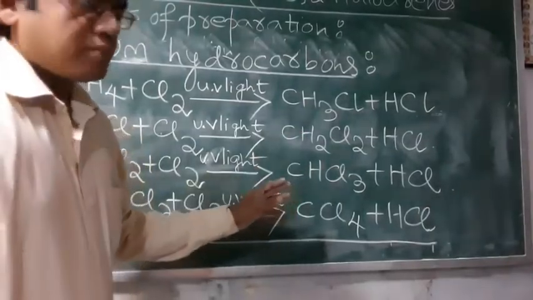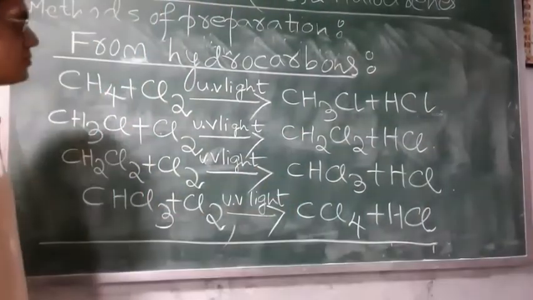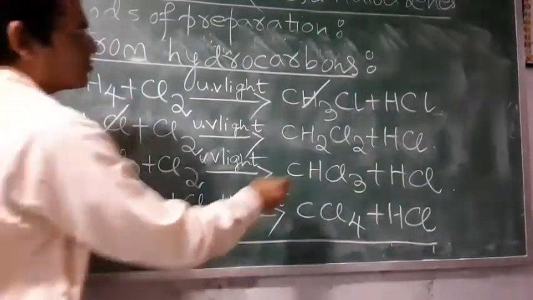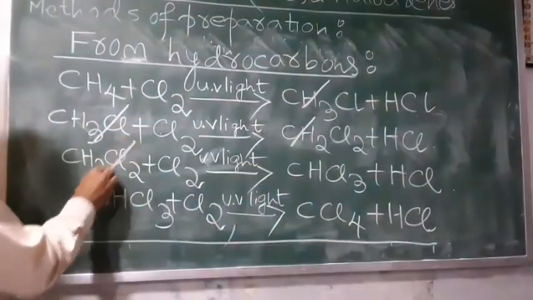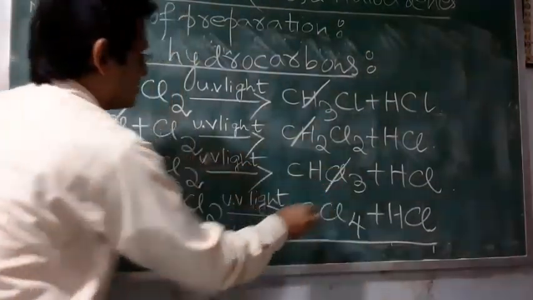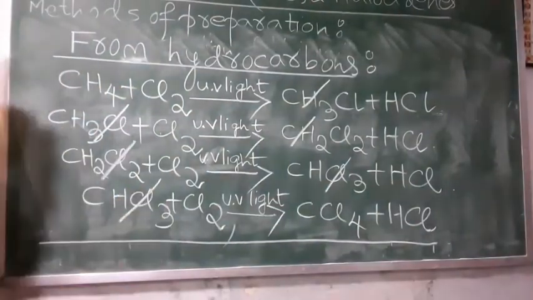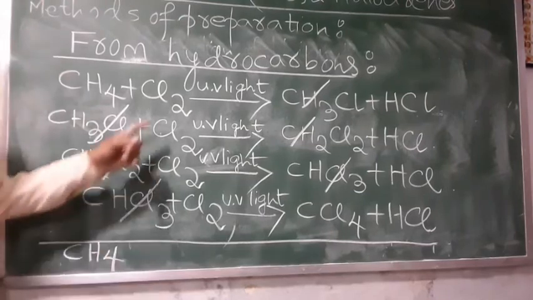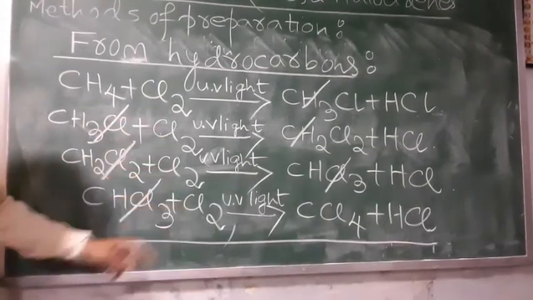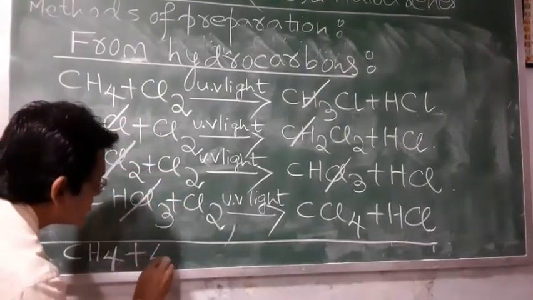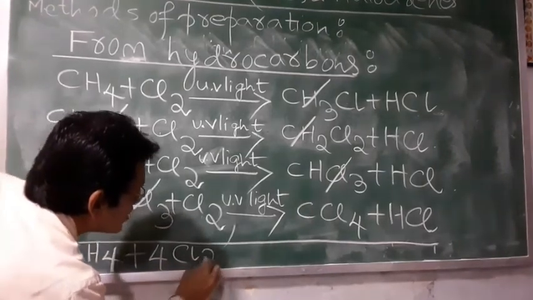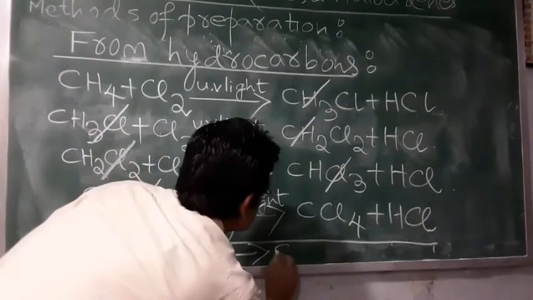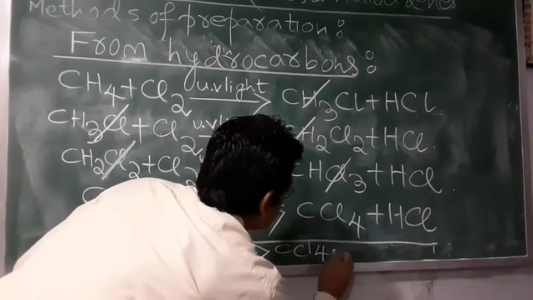If we sum it up, what will happen? This gets cut, this gets cut, this gets cut. So CH4 plus 4Cl2 gives CCl4.